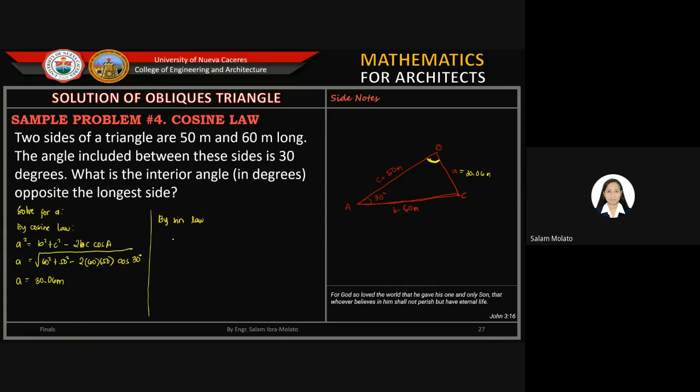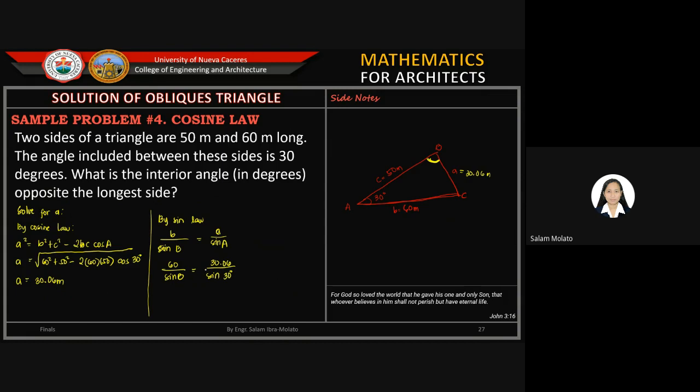So we have, since we are looking for B, B over sine B. Say I will use C. I will not use C. Let me use A kasi given na. A over sine A. Okay? So B is 60 over sine B, which we do not know. A is 30.06 over sine 30. Sine A is 30 degrees.